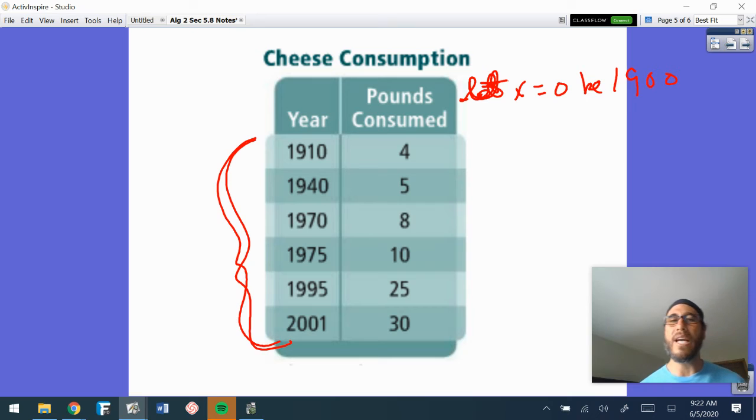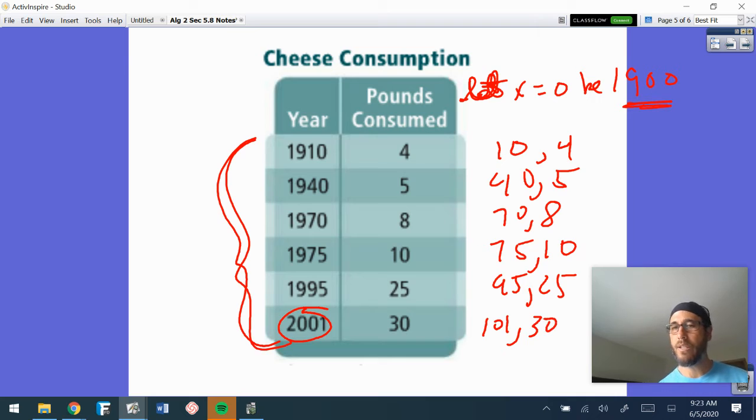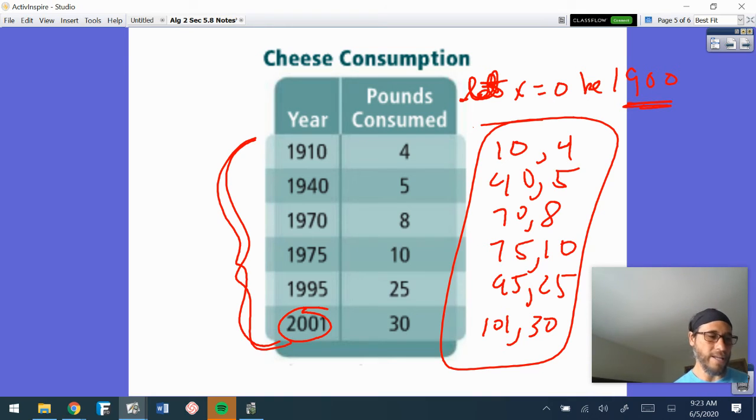Well, if x equals 0 is 1900, that means this point would be 10, 4. Does that make sense? Because 1910, right? 0 is 1900. And we always want to do this because if not, our graphing and our values can be a little bit misconstrued, or it's hard to look at graphs. So that'd be 40, 5, right? 1940, that's because 1900 is 0. And that'd be 70, 8. And that'd be 75, comma 10, and that'd be 95, comma 25, and that'd be, 2001, what would that be? It's like 2001 minus 1900 would be 101, comma 30. Okay, and so those are my points right there.